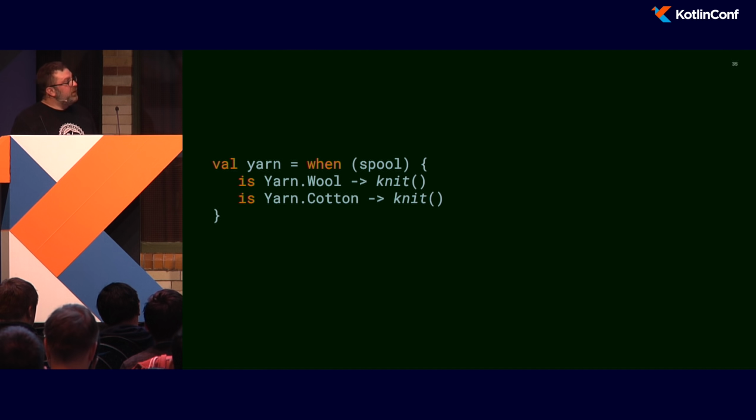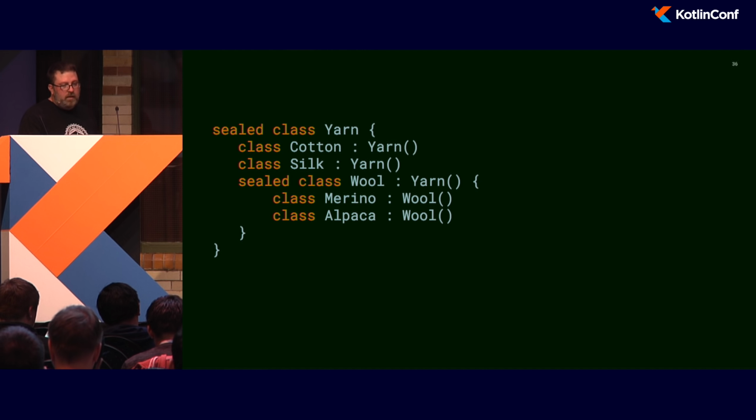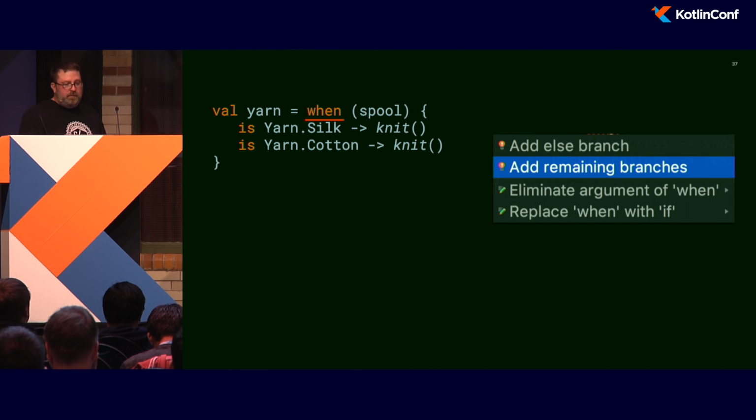But there is something else we can do instead. Let's try a different approach, and we'll try nesting wool as another sealed class inside of Yarn. And then we'll also expand our example a little bit. We'll add alpaca as another very warm type of wool, and we'll throw in silk at the top level just to make it very clear what's going on.